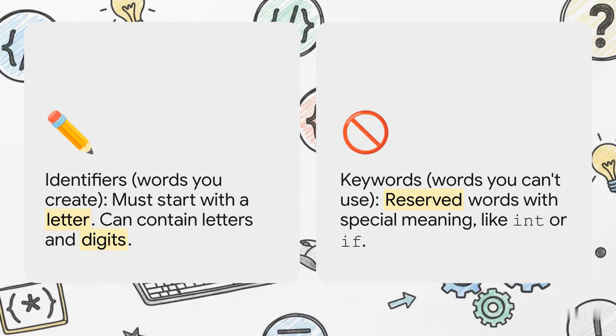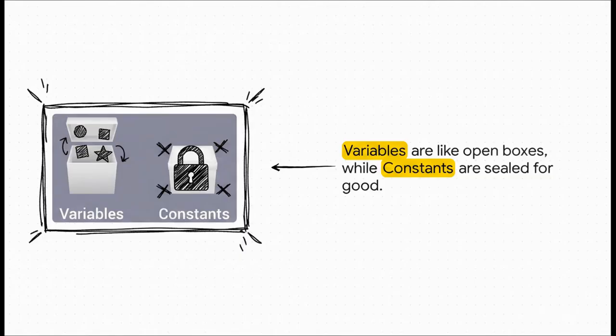But, and this is a big but, there are certain words you just can't use. These are called keywords. Special reserved words like int or if that already have a special job in the C language itself. So data gets stored in two main ways. A variable is like a cardboard box you can open and close. You can put something in it, take it out, and put something else in later. It's changeable. But a constant, that's like a box that's been sealed shut with superglue. Once you put a value in there, it's locked in for good.